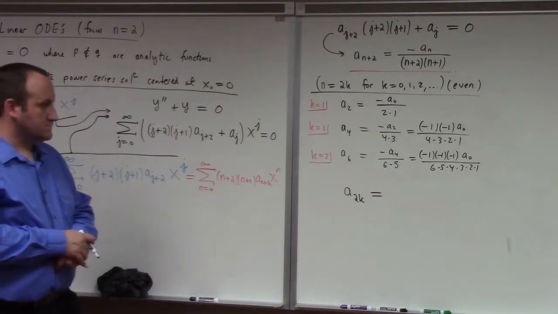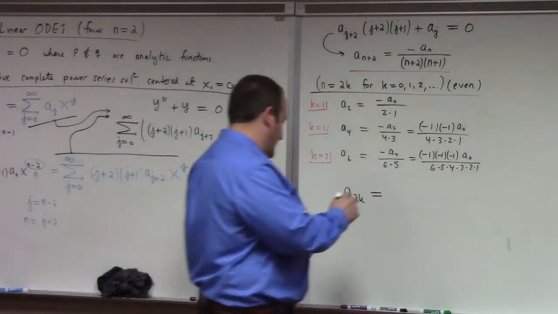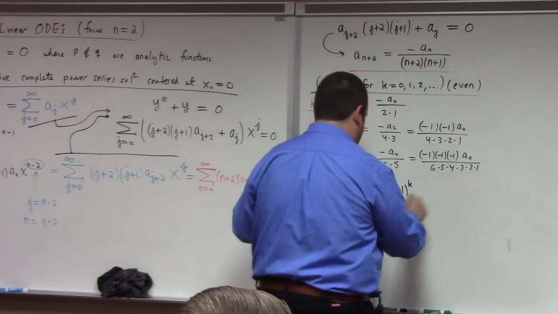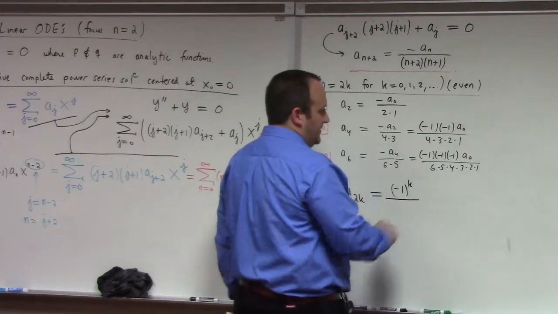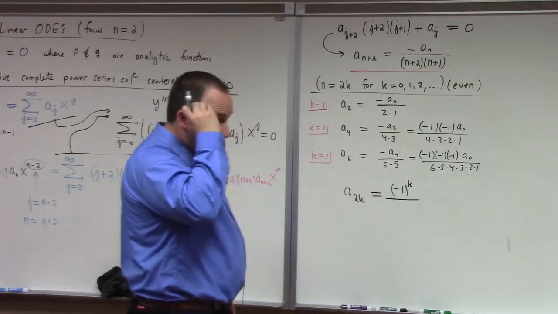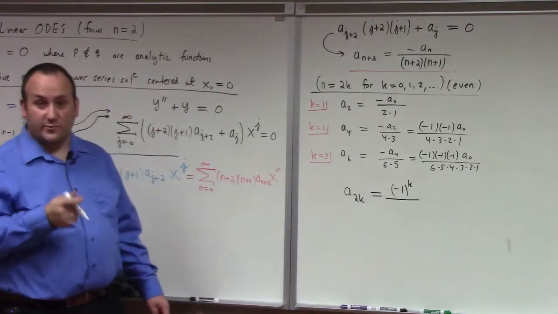Yeah, exactly. And let's see here, what's down in the denominator? This is 6 factorial, that's 4 factorial, that's 2 factorial. In each case, it's 2k factorial.